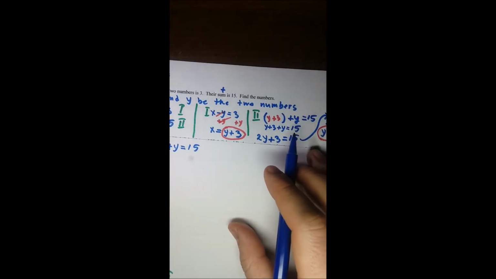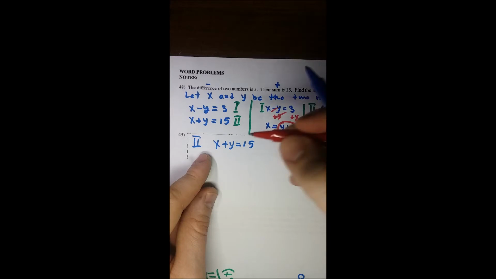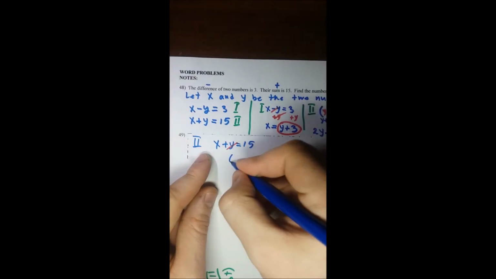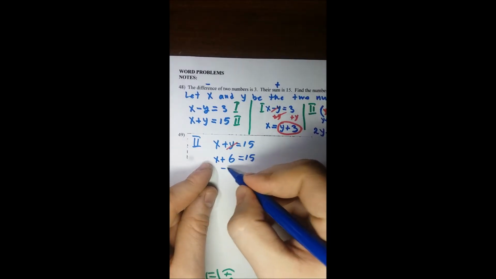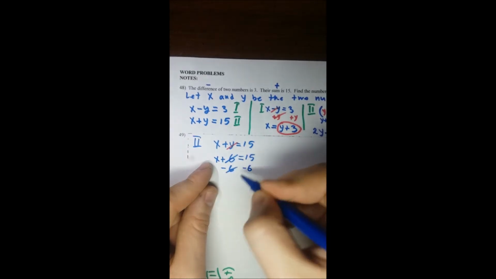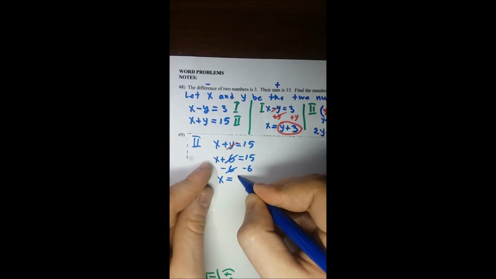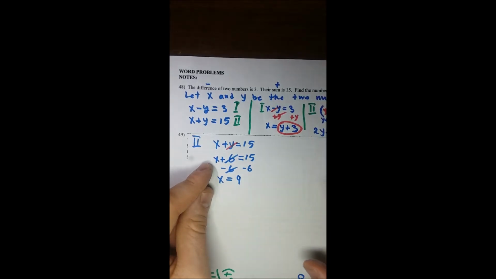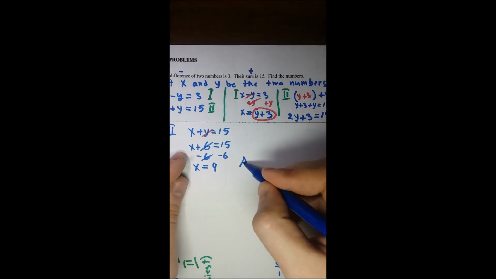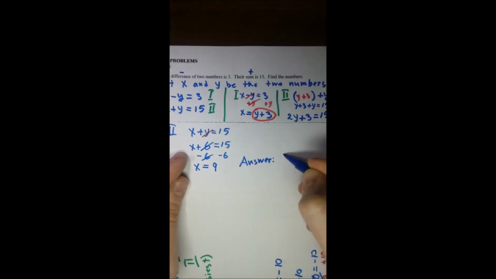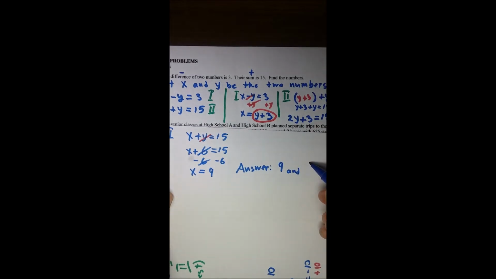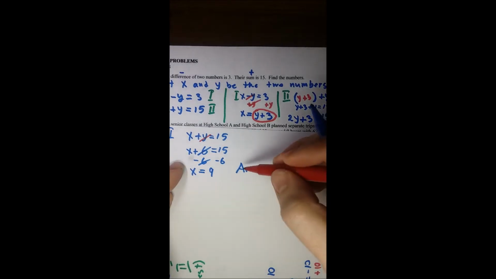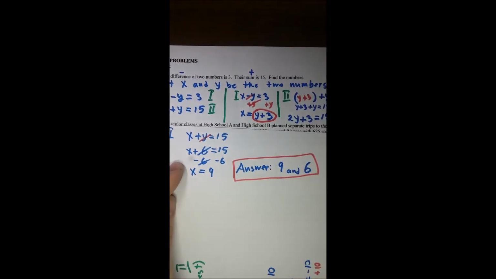Now, we knew that y equals what? 6. So instead of y, we're going to write down 6. So it's going to be x plus 6 equals 15. Well, guess what? Subtract 6 from both sides. x equals 9. So the two numbers are 9 and 6. Now my 6's are really bad, so bear with me.